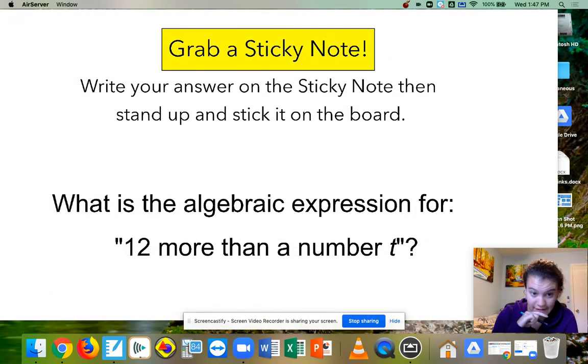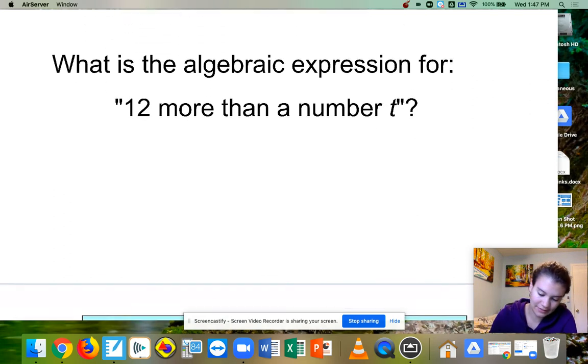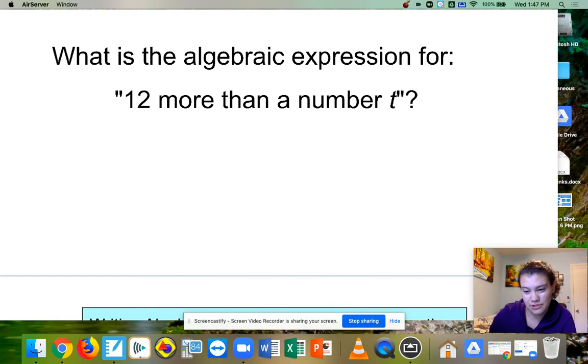All right, so obviously you can't do this because we're not in class, but write this as an algebraic expression. So pause the video and then try this quick. So we're more than, so it's plus a number t, so t plus 12 is what you should get.